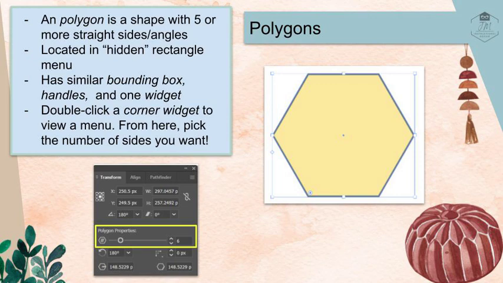Number 3, polygons. A polygon is a shape with 5 or more straight sides and angles. It's also located in the hidden menu under the rectangle. It has a similar bounding box and handles like we've seen in other shapes, but polygons have 1 corner widget. If you double click on the corner widget, you'll find a menu. From there, you can pick the number of sides you want on your shape.